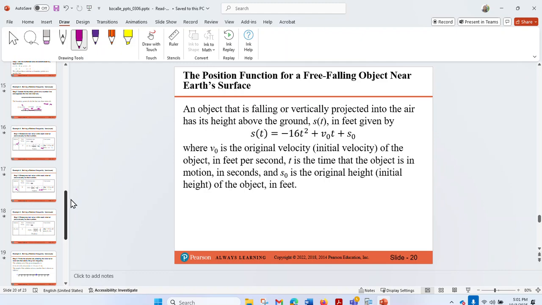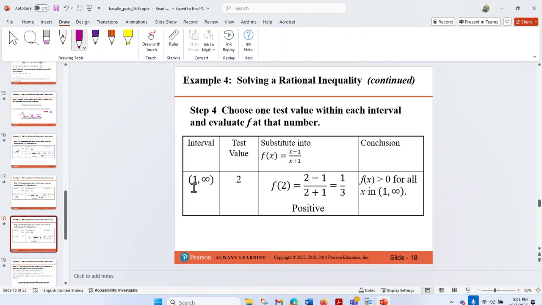All right, the third one here is from 1 to infinity. You can choose 2, you can choose 3, or you can choose 10. Any number in this interval will be fine. If you choose 3, f of 3 is 3 minus 1 over 3 plus 1, so that's 2 over 4 or 1 over 2. Even if these numbers are different, they are all positive, and we want to find where it is greater than 0. So this interval is the solution.